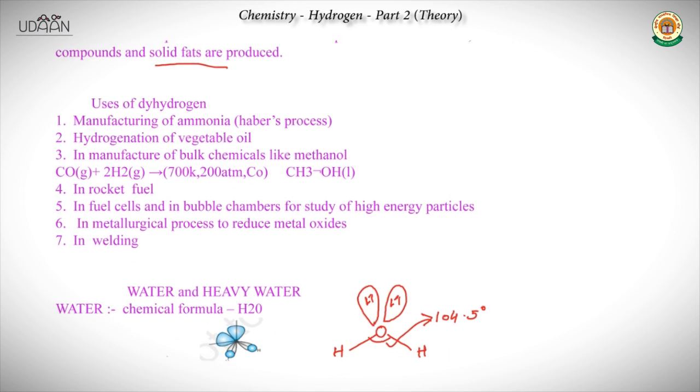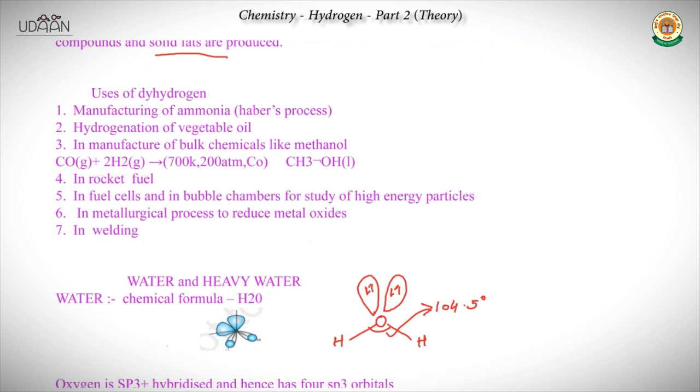Now, first one is manufacturing of ammonia, Haber's process. Ammonia is commercially produced by Haber's process using H2. We have already discussed the Haber process as N2 plus 3H2 converting into 2NH3. This is called Haber's process.